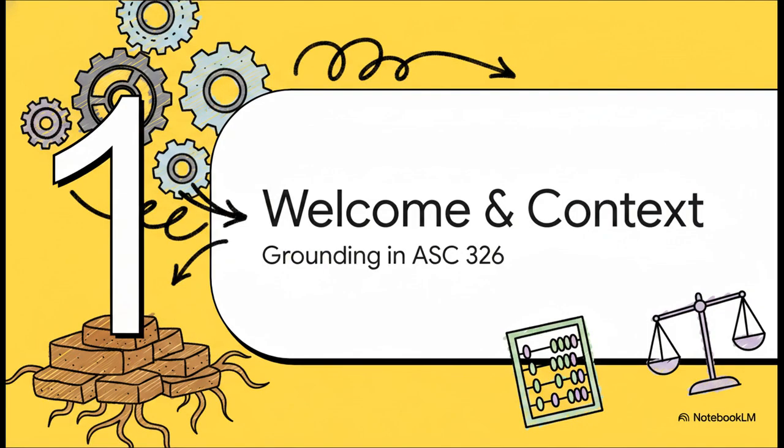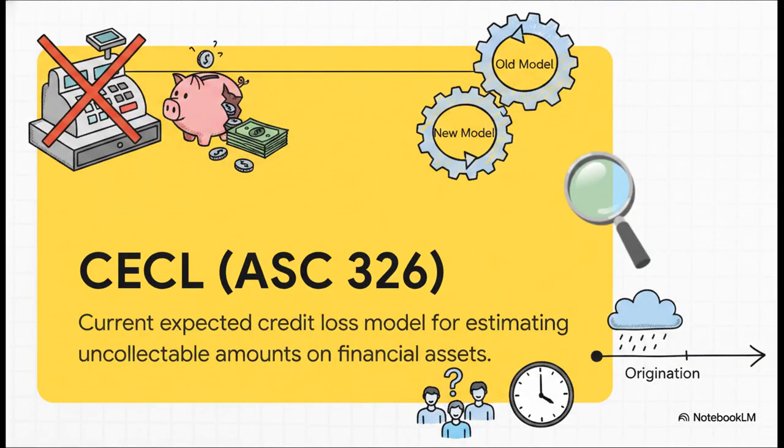All right, Section 1, Welcome and Course Context, grounding ourselves in ASC 326. Okay, so what exactly is CECL? Well, it stands for Current Expected Credit Loss, codified under ASC 326. Simply put, it's the accounting model that officially replaced the old incurred loss model for estimating uncollectible amounts on things like receivables, loans, and other financial assets measured at amortized cost.